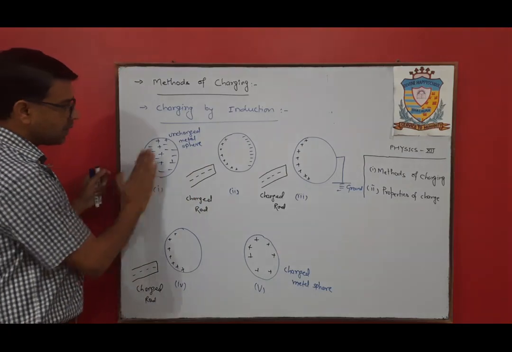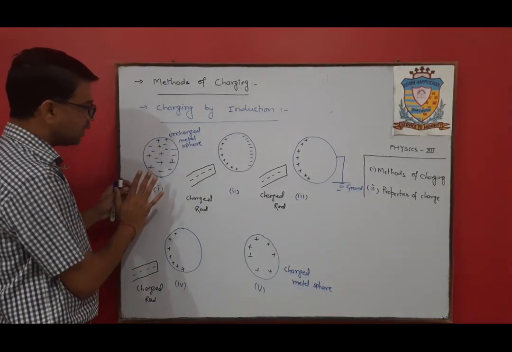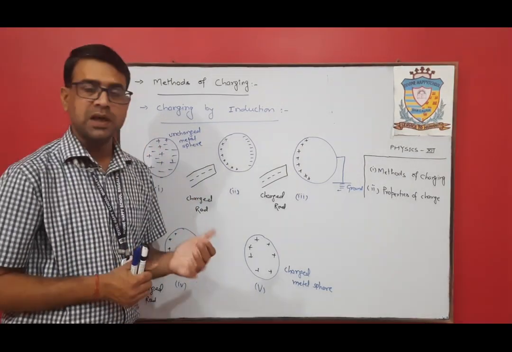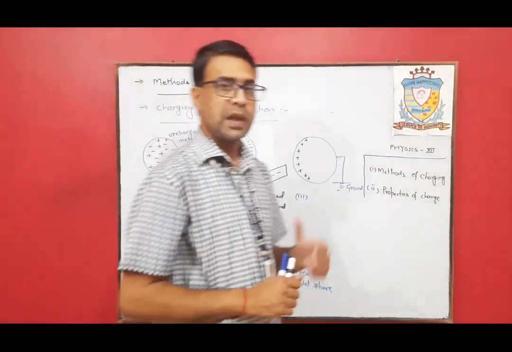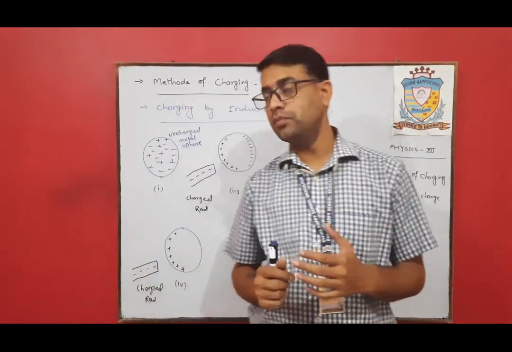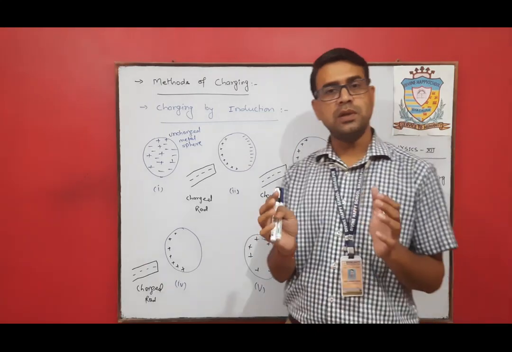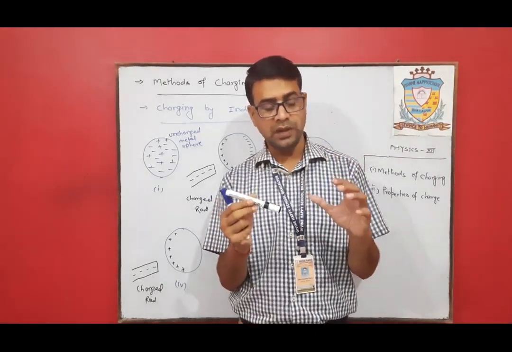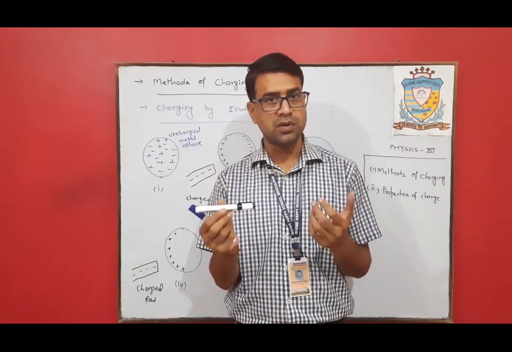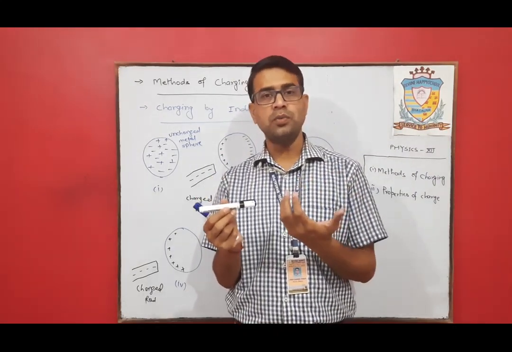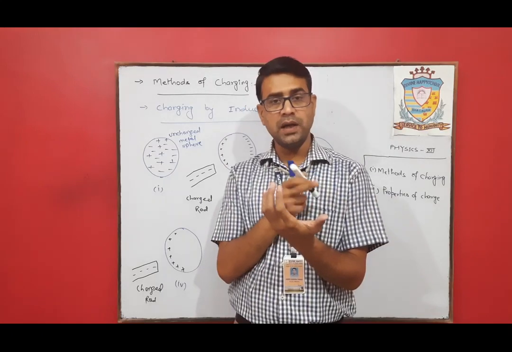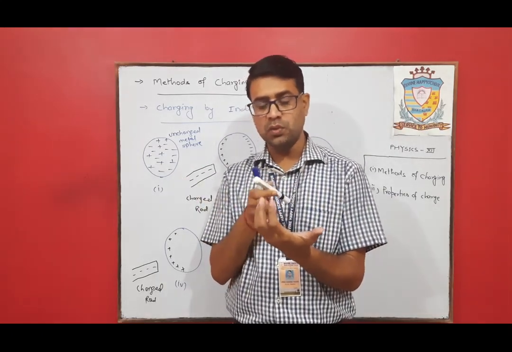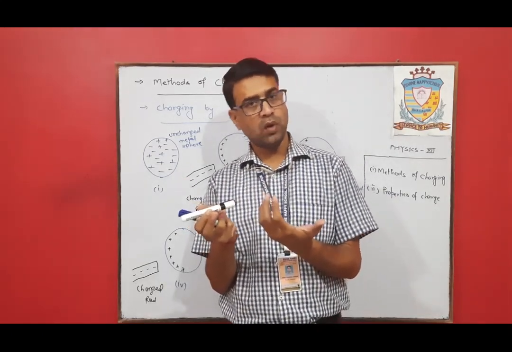Clear? In the first figure you can see there is a neutral sphere, meaning the amount of positive charge and negative charge are equal. In the second figure, what we mainly do is simply place a charged rod near the sphere. Then due to the placement of this charged rod, all the similar kind of charge moves to the farther end and all the opposite charges appear at the near end. Okay.